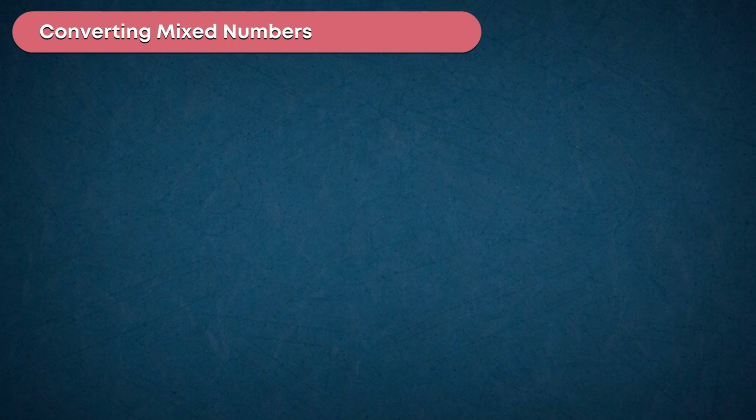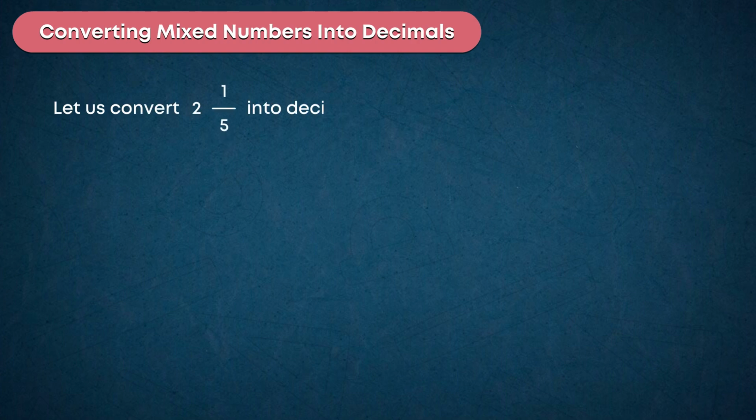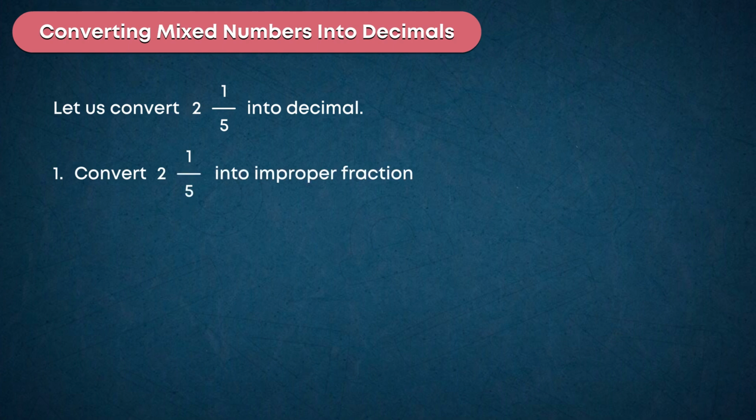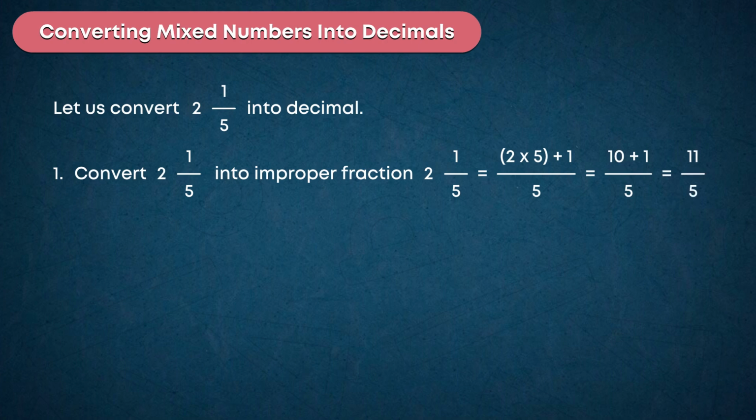Converting mixed numbers into decimals. Let us convert 2 and 1 by 5 into decimal. 1. Convert 2 and 1 by 5 into improper fraction. 2 and 1 by 5 is equal to 2 into 5 plus 1 by 5 is equal to 10 plus 1 by 5 is equal to 11 by 5.